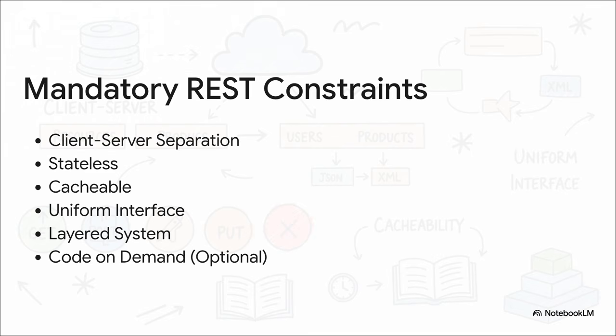And then there's statelessness. This one is a total game changer. It means every single request from a client has to contain all the info the server needs to do its job. The server basically has amnesia after every request. Why? Because it makes scaling the system out horizontally way, way easier.